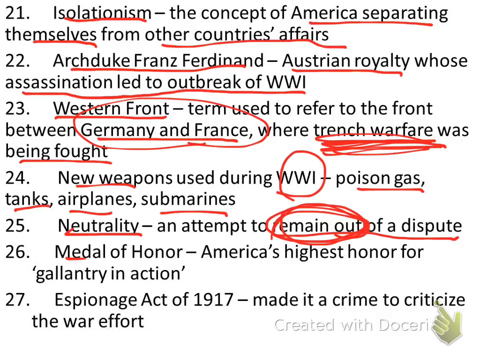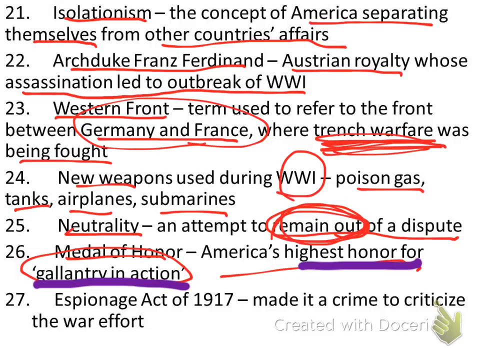Number 26, Medal of Honor. This is America's highest honor for gallantry in action. This is the highest honor we bestow upon our soldiers. It is a tremendous honor, and it is given out fairly rarely. If you win the Congressional Medal of Honor, you have done something truly outstanding, stupendous. Alvin York, we talked about him in the previous video, Congressional Medal of Honor winner. All he did was capture 132 Germans and kill 25 all by himself. Those are the kind of acts that win you the Medal of Honor.